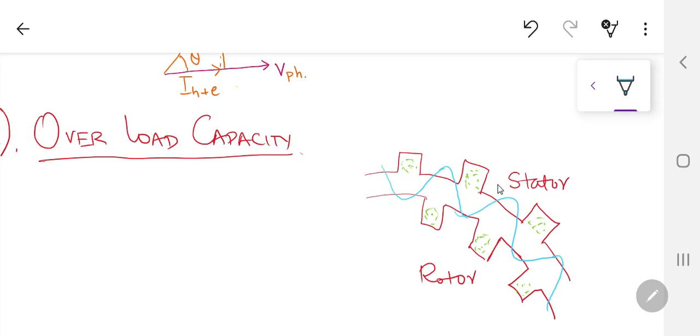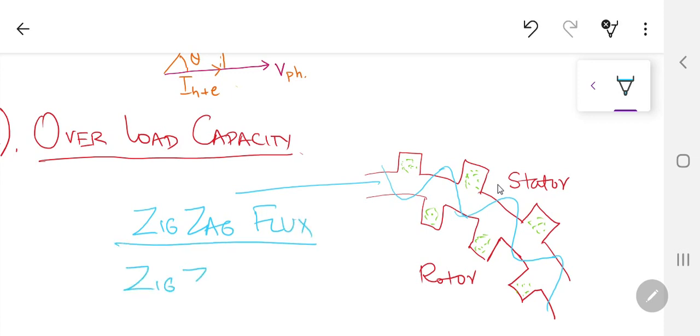Now this zigzag flux is not doing anything. Why? Because it's not linking with anything over here. It's not linking with the rotor conductor. It's not producing any EMF over there. It's just flowing zigzag between the stator and the rotor. So this flux, which we have called the zigzag flux, is going to give rise to some zigzag leakage reactance.